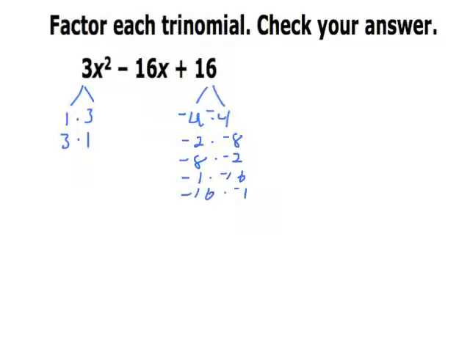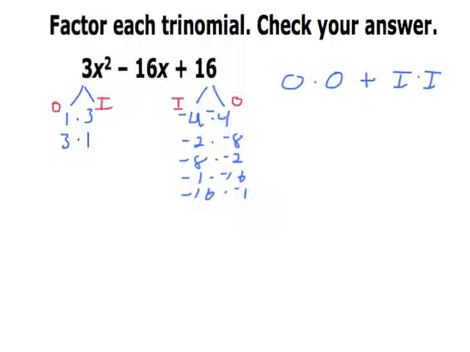All right, now let's do the product of the outsides plus the products of the insides here. So now again, let's label this up here. These are my outside columns. These are my inside columns. And I'm going to start by taking a look at 1 and 3 and -4 and -4.